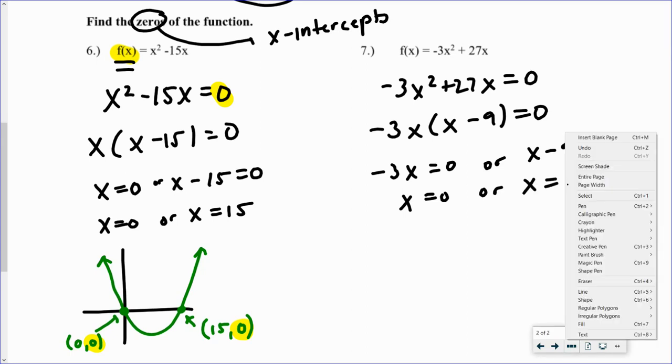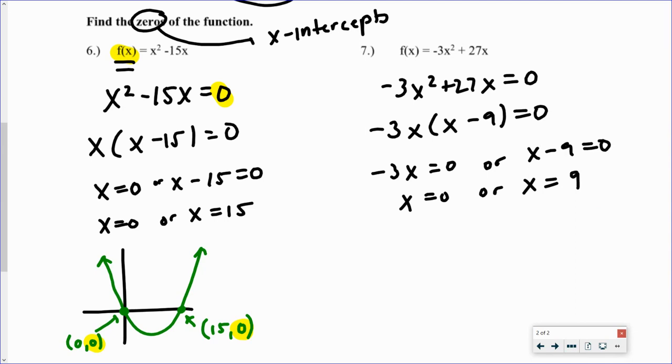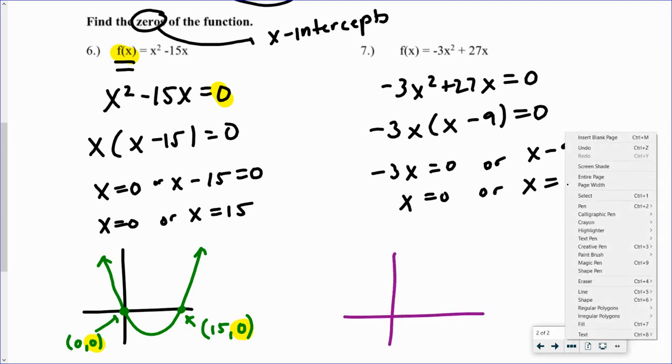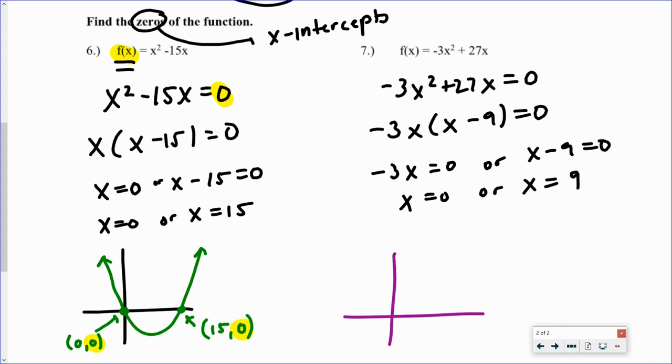In this case, when you graph it, and again, if you want to explore this on your own, you can go to Desmos, and this is just a really quick, rough graph. Your graph's going to look something like this, and one of the x-intercepts will have an x-coordinate of 0 and a y-coordinate of 0, obviously. And then the other x-intercept is going to have an x-coordinate of 9 and a y-coordinate of 0.